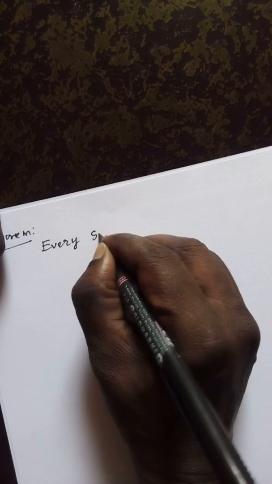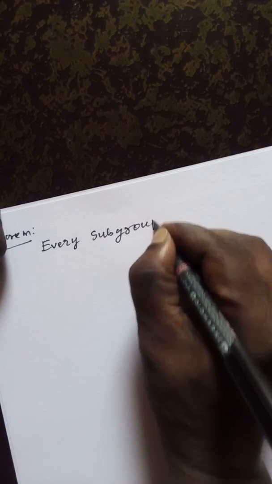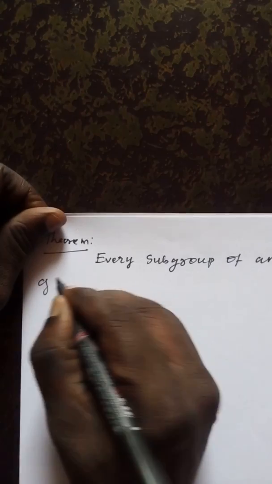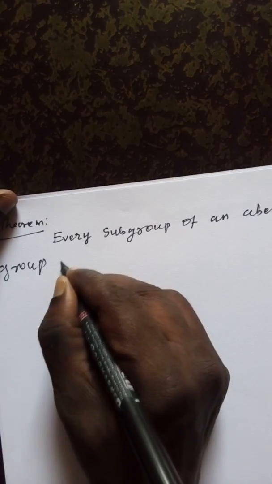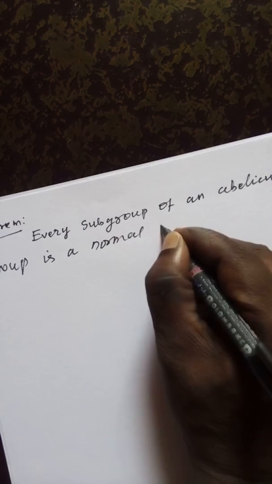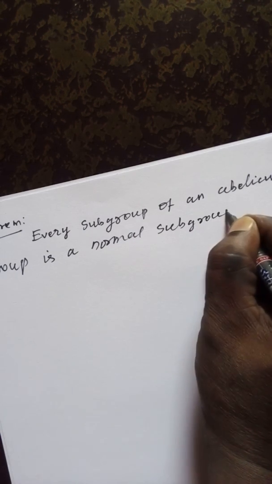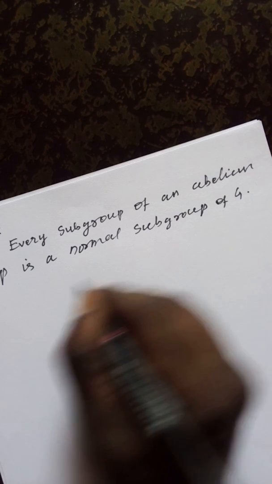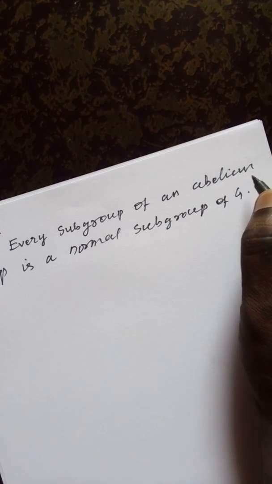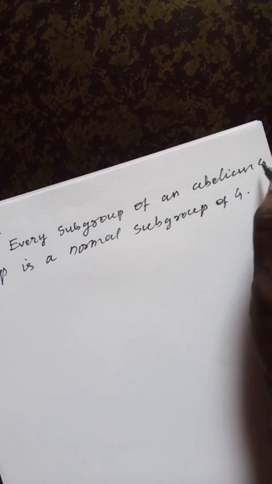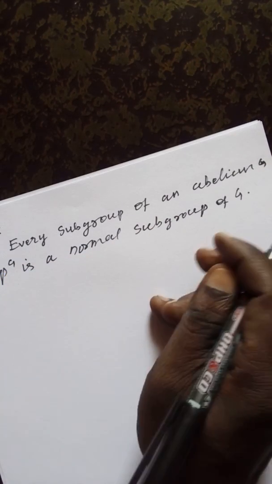Every subgroup of an abelian group G is a normal subgroup of G. Every subgroup of an abelian group G is a normal subgroup of G.